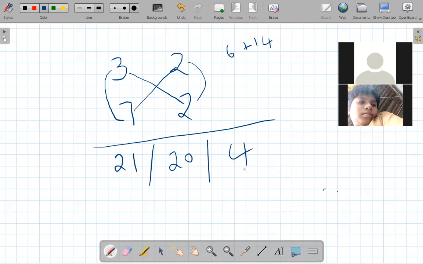Okay. I told you, no. If there is one digit, directly you can take. But if there are 2 digits, the units place digit you should write there, and the other digit you should add to the next one. Okay. So 4. Here only one digit, directly we can write.